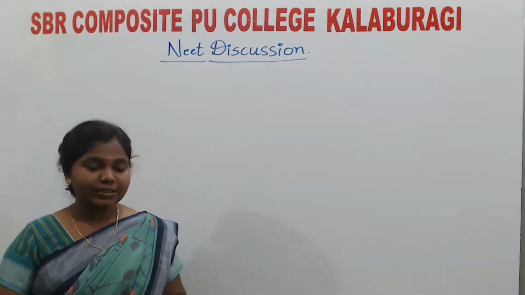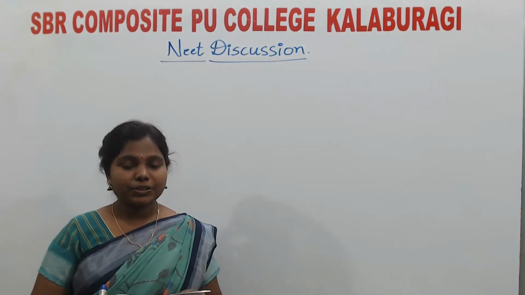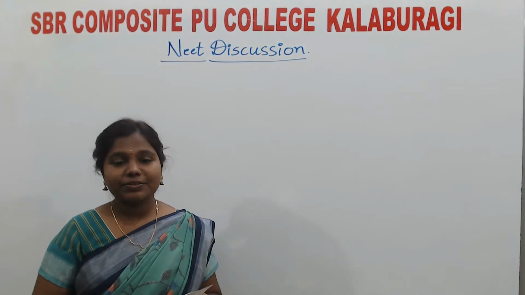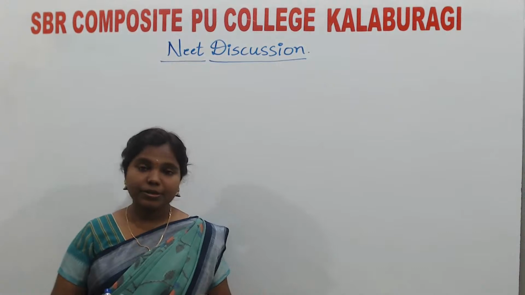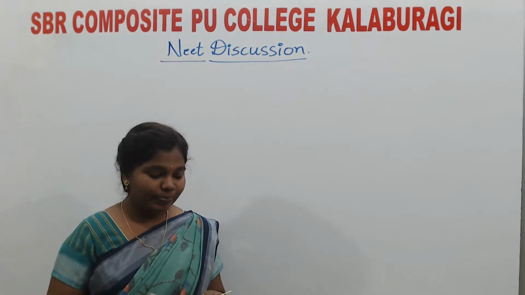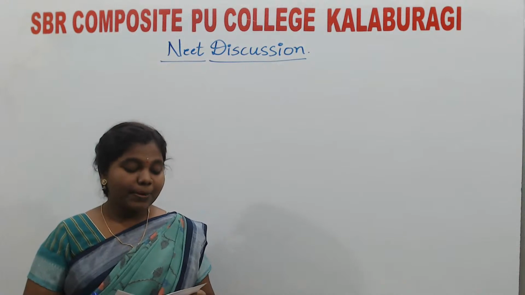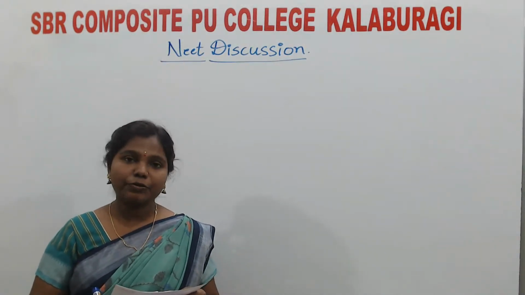Good morning, students. Today we are going to discuss some questions based on muscular and nervous tissue. I hope all of you have the question paper with you. So directly we shall start with the discussion on the first question. The first question is: muscles of iris and ciliary body are derived from.